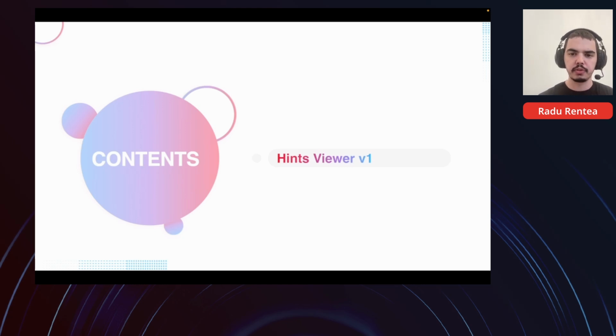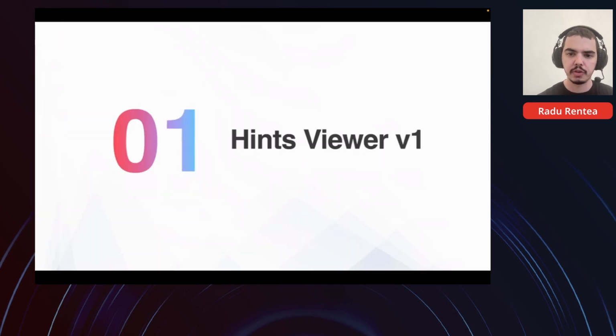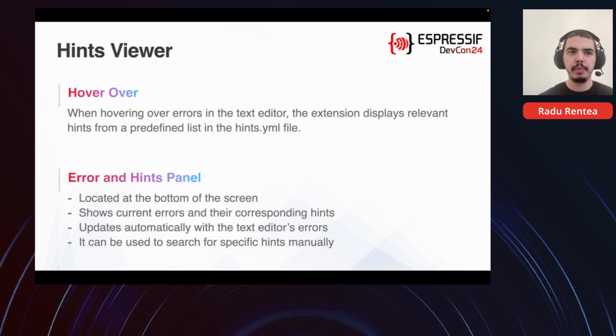So let's jump straight into it. I'm going to present you, as I said, the Hints Viewer. This is the first version. Currently, there are two main functionalities of the Hints Viewer. One is hovering over an error. And also, there is a bottom panel which displays the errors and the hints. And it gets automatically updated based on the text editor's errors. It can also be used to search for specific hints manually.